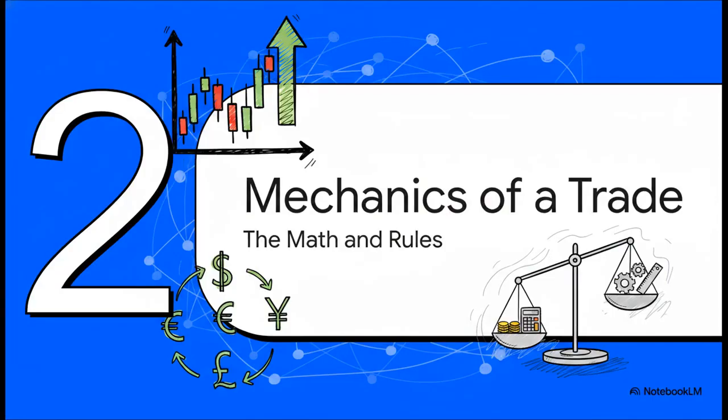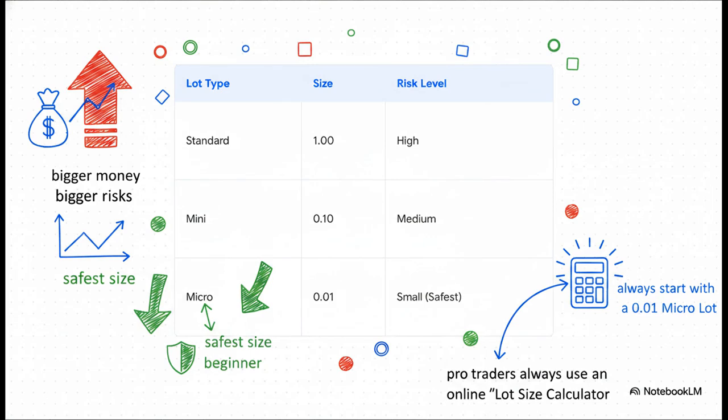Section 2. Mechanics of a trade. The math and rules. Okay, let's talk about lot sizes, which is literally just the actual size of your trade. As you'd expect, bigger lots equal bigger money and, of course, much bigger risks. A standard lot is 1.00, and man, that carries high risk. A mini lot is 0.10. But I really want you to notice that micro lot right there at 0.01. It is the absolute smallest, safest size, and honestly, it is exactly where a beginner should start.